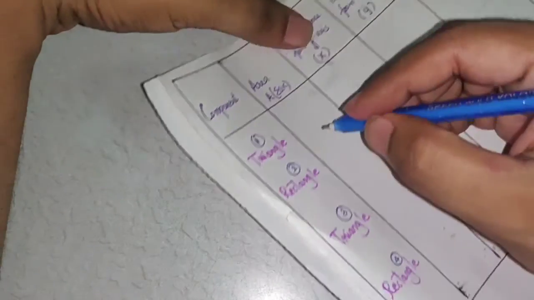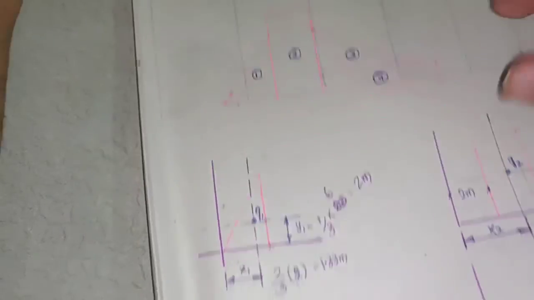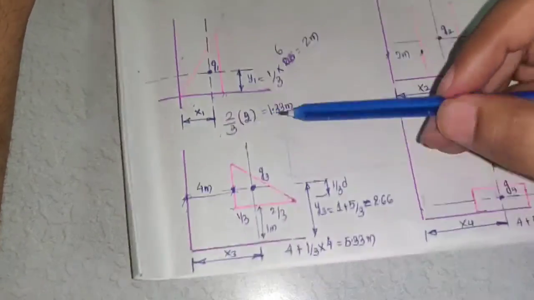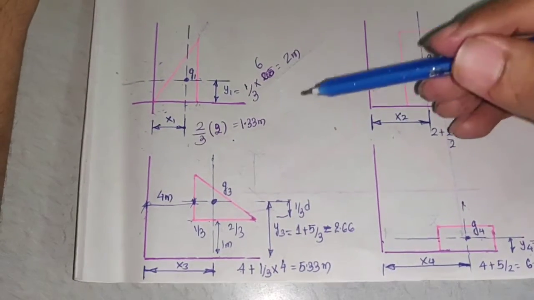Now what is the next step? Just write them in the tabular column. For the first rectangle, I have marked the markings here. These are the markings 1, 2, 3 and 4. With respect to those markings, I will calculate the x1 distance, x2 distance, and x3, x4, and write them in the tabular column.